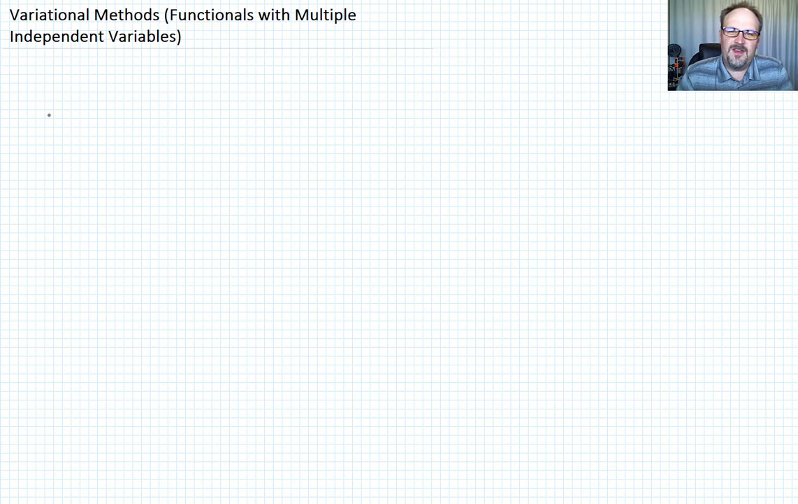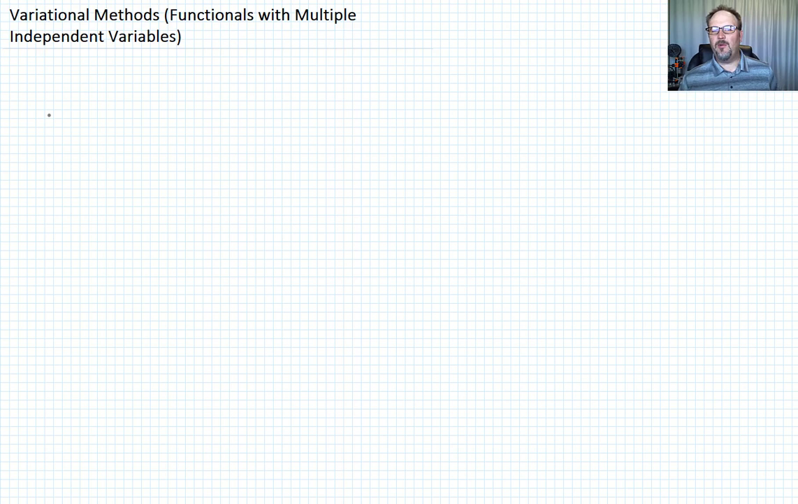Okay, so in our previous lectures, we talked about functionals with multiple dependent variables. In this lecture, I want to talk about functionals with multiple independent variables. So we're going to have one function u, but instead of just being a function of x, it's going to be a function of, let's say, x and y, or x, y, and z.